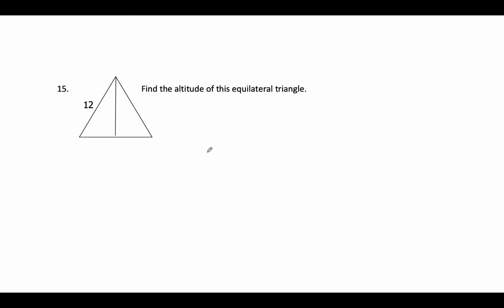Okay, find the altitude of this equilateral triangle. First things first, we got to know some stuff. Equilateral triangle means all the sides are the same length. Also means all the angles are the same. Altitude means it forms a right angle. It also means, if you remember back, the altitude of an equilateral triangle is the perpendicular bisector, which means that's 30 and that's 30. Isn't that great? So really, I'm talking about a 30, 60, 90.